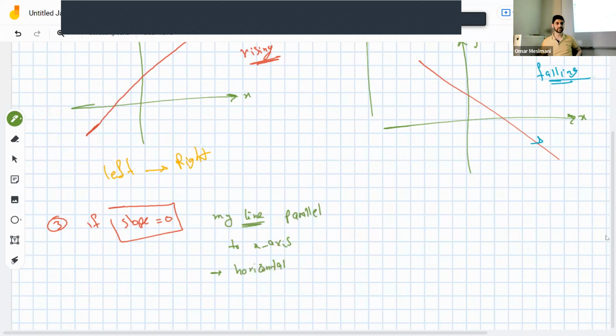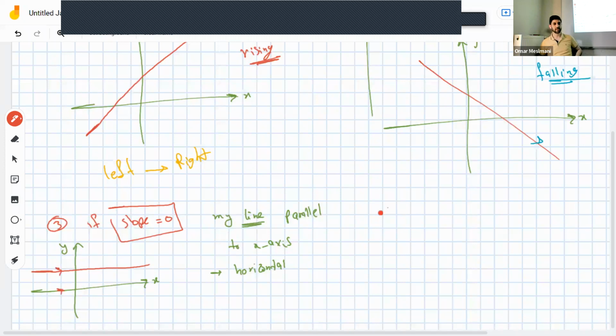Same as I just talked about a few minutes before, if you have an equation, when it's parallel to the x-axis, it means that your slope is equal to 0. There is no slope at all. So when you have a line parallel to the x-axis, there is no slope.